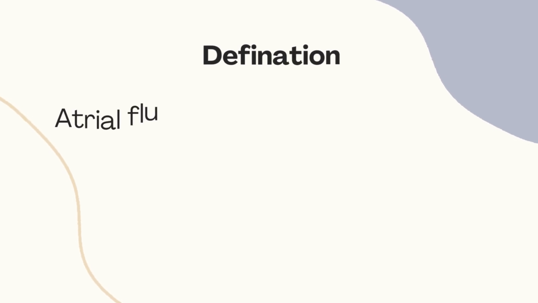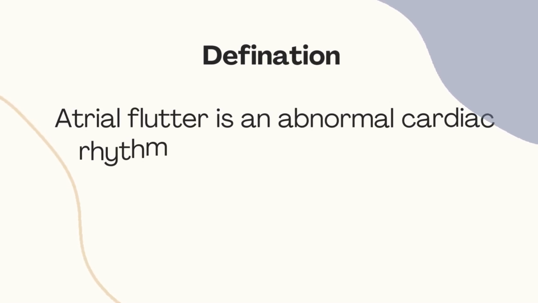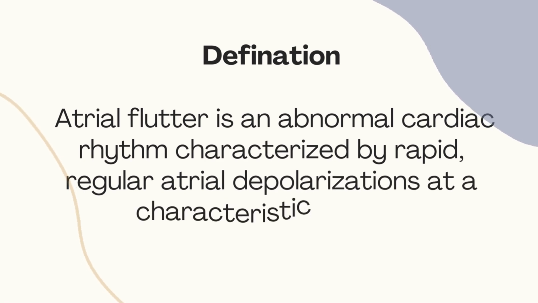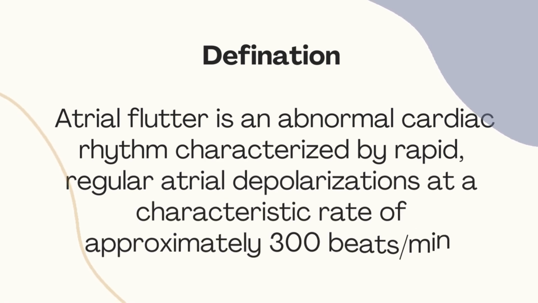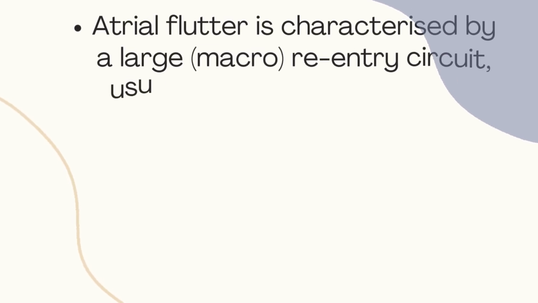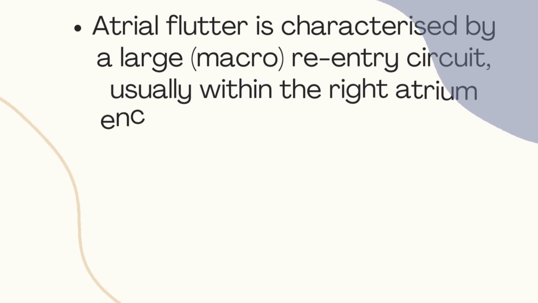Atrial flutter is an abnormal cardiac rhythm characterized by rapid, regular atrial depolarizations at a characteristic rate of approximately 300 beats per minute. Atrial flutter is characterized by a large re-entry circuit, usually within the right atrium encircling the tricuspid annulus.